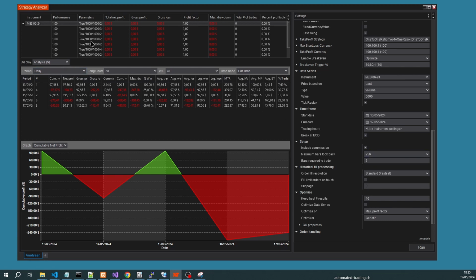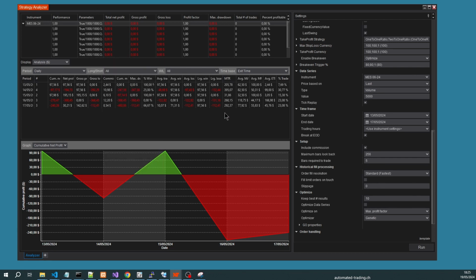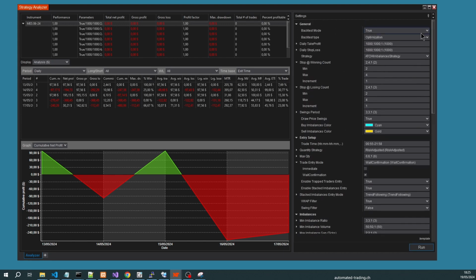But here I have a small display problem. I don't know what is happening, but this is how it works. It should display the best passes here and the detail for each pass. I think because I selected a very short period of time, it created a bug in NinjaTrader. I don't know. So this is how you run optimization.